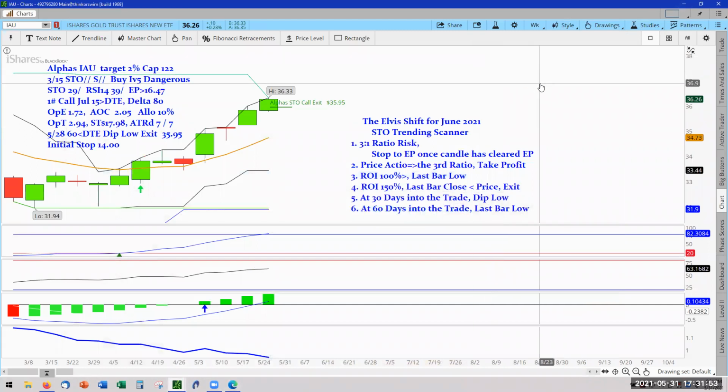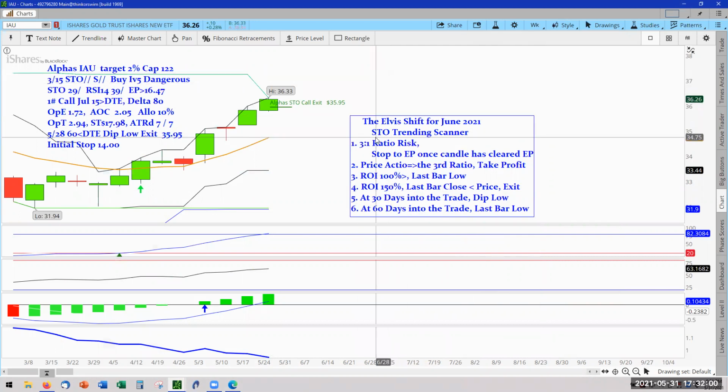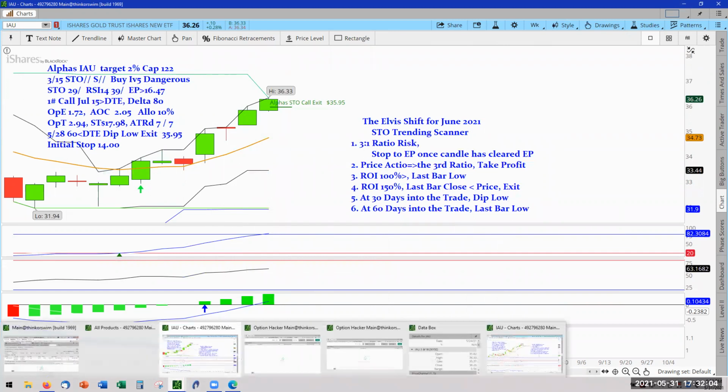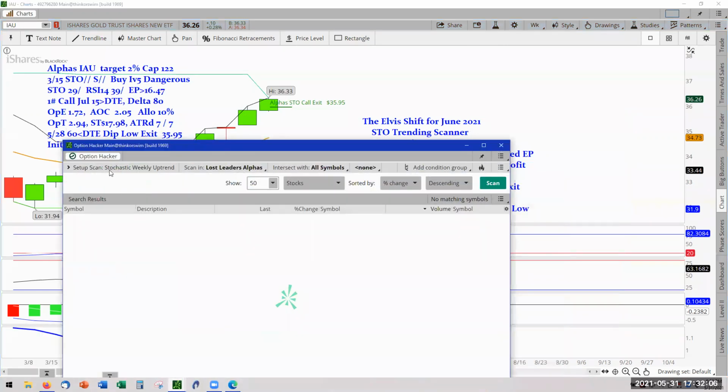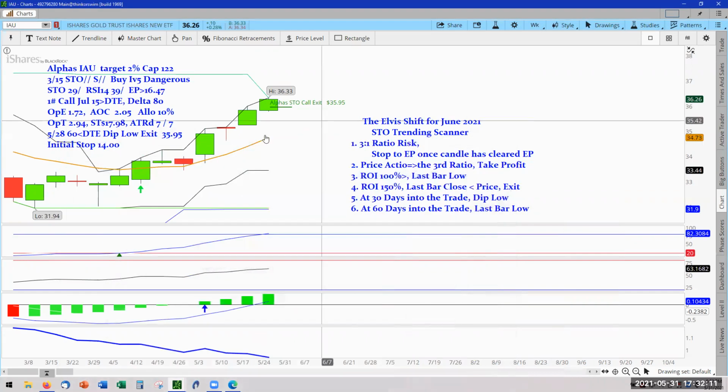First of all, the Elvis Shift that we ran through May was with the Stochastics Weekly. That was this scanner here, Stochastics Weekly trend uptrend. What that meant was that the price, here's the weekly, was rising along with the stochastics in agreement. Stochastics was rising on the weekly as well as the price rising on the weekly.